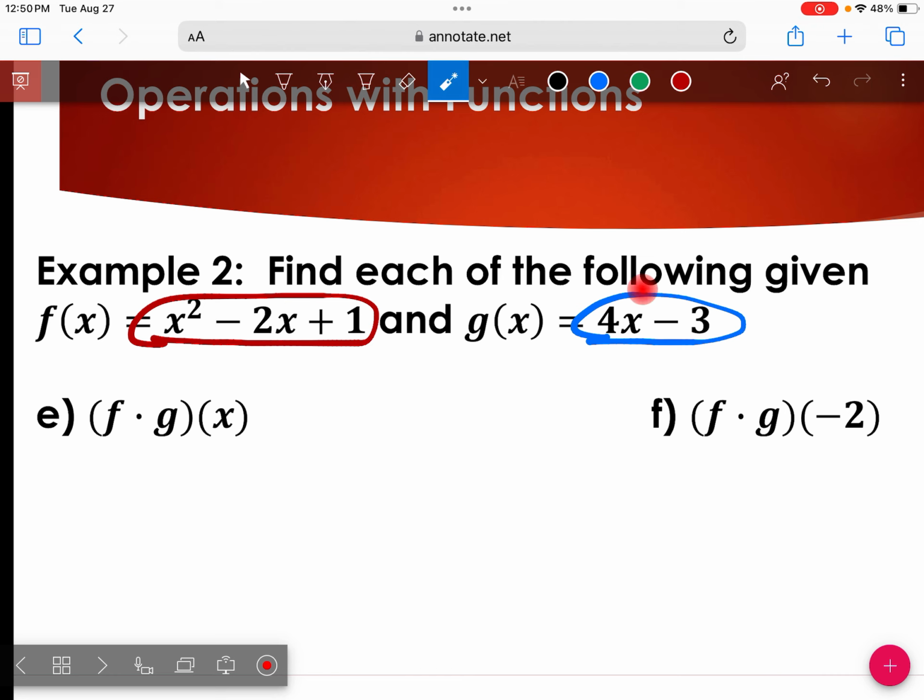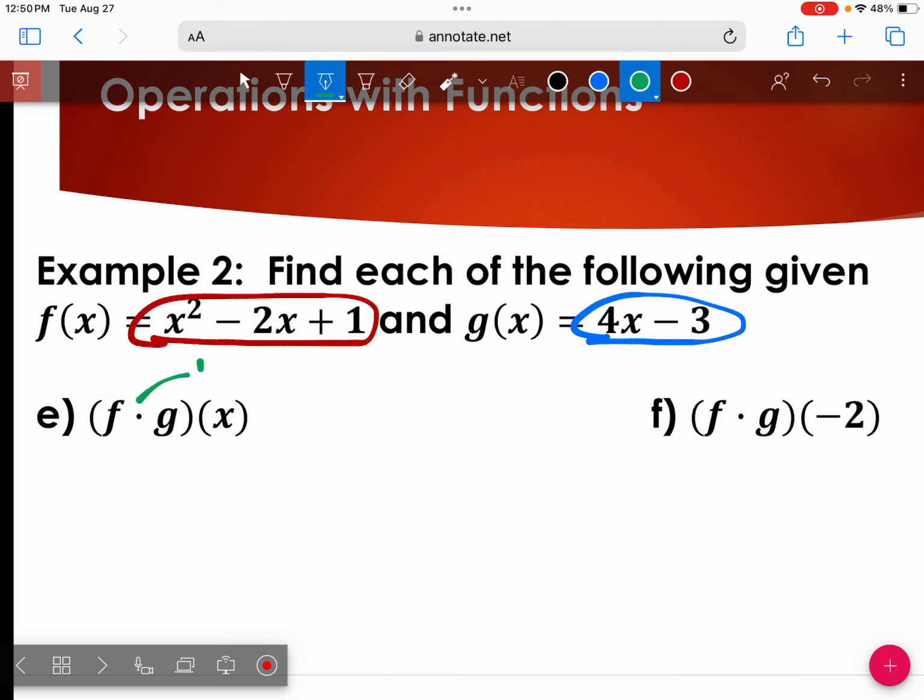You should already have this part copied down because we did part A, B, C, and D yesterday. We're just continuing with what we started yesterday. We did A, B, C, and D yesterday. You should already have this copied down. And now we're just doing E, F, G, and H.